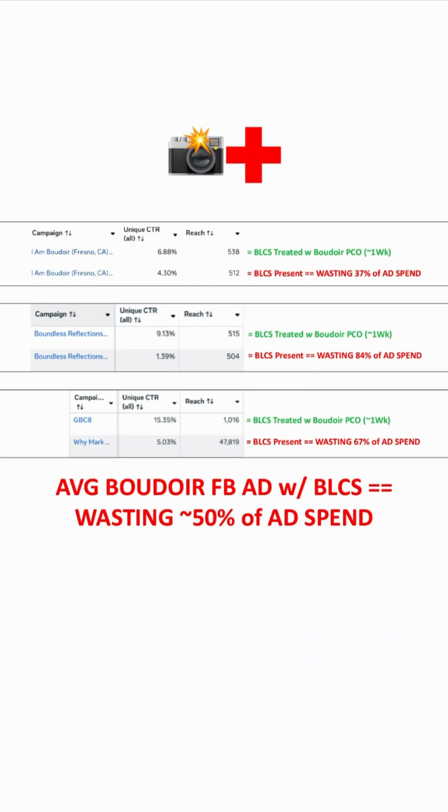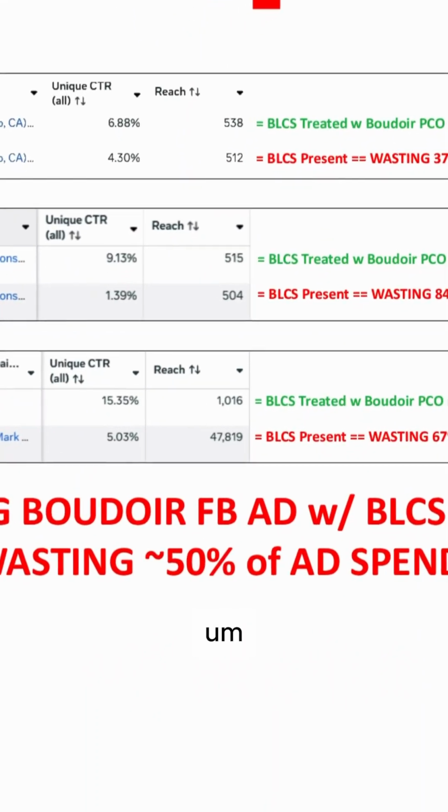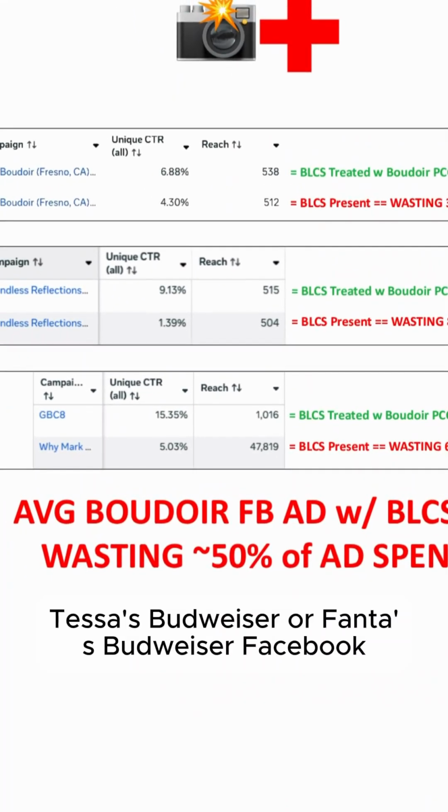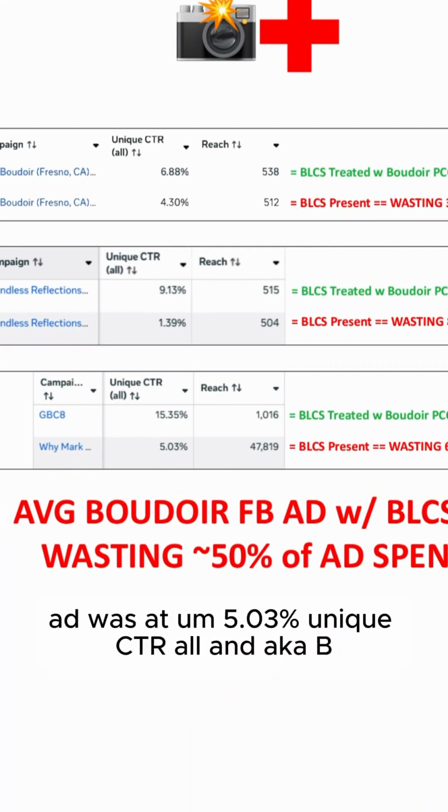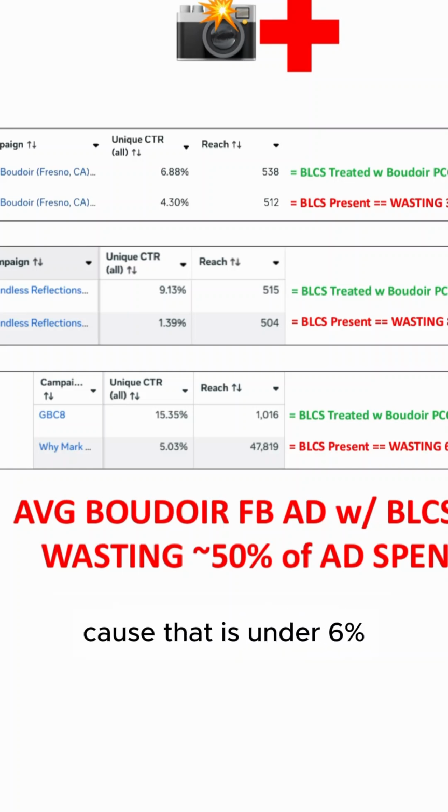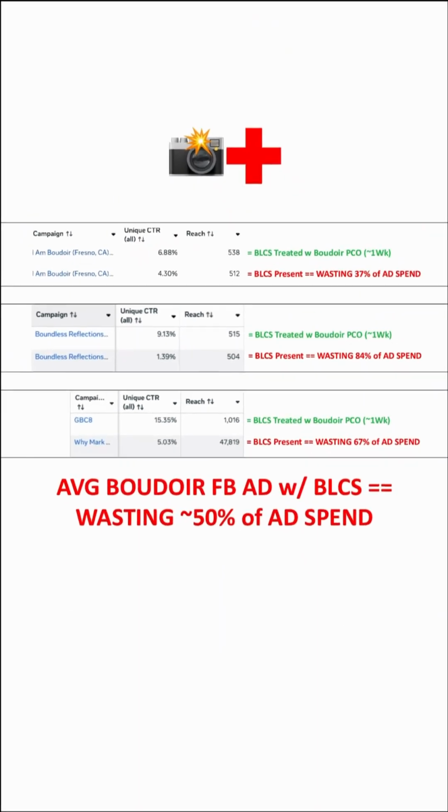Finally, had a patient who found out his Boudoir Facebook ad was at 5.03% unique CTR, and aka BLCS was present because that is under 6%.